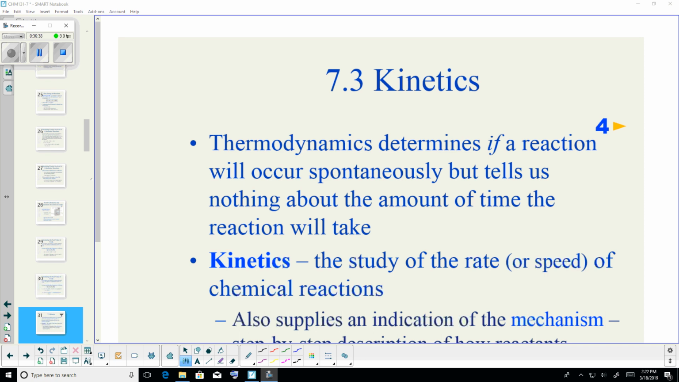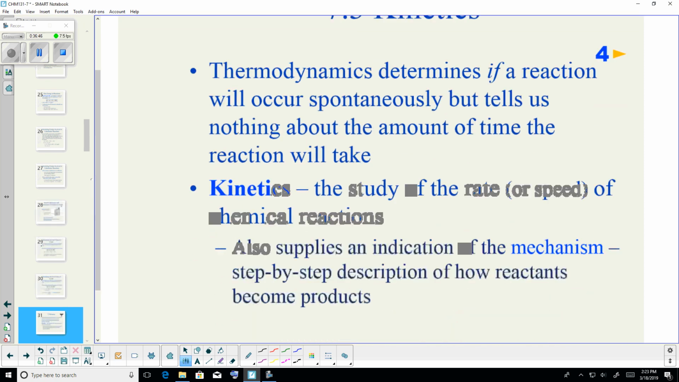Throwing sodium in water is spontaneous and fast. So kinetics is the study of the rate or speed of a chemical reaction. It also gives an indication of the mechanism, step-by-step descriptions of how reactants become products. And that's something that's used a lot, so we know how you go from A to E.